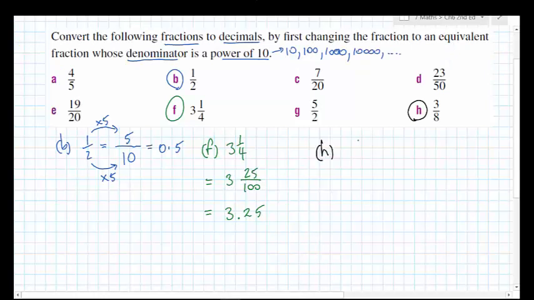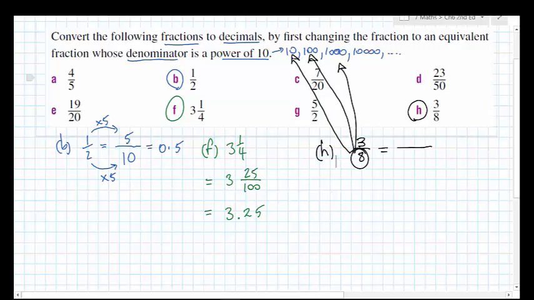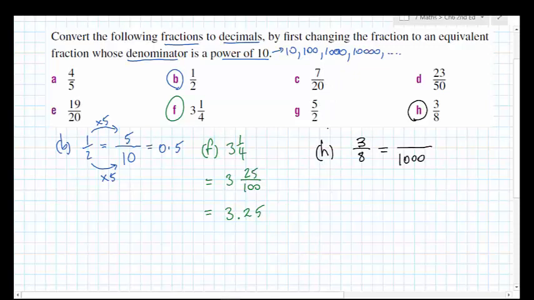So with H, we look at 3 over 8, and what I want to do is try to get this 8 to be something that's a power of 10. So 8 doesn't go into 10, so that won't work. This 8 here won't go into 10. It won't go into 100. But 8 does actually go into 1,000. And 8 goes into 1,000 125 times. So what I can do here is write 1,000 here as my base.